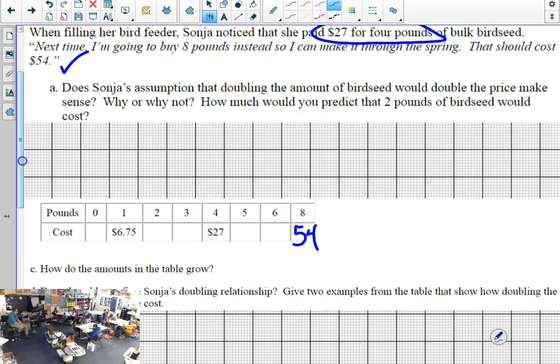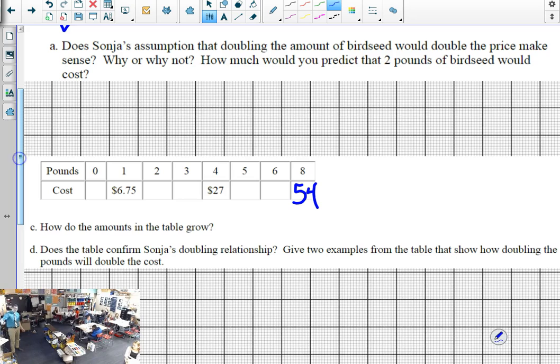Leanne, what do you think? 2 pounds is $13.05. How did you get there? If I buy half as much as what I had bought, my price will be half. Fortunately, you can't buy half a pizza or things like that. But birdseed, if I'm going from 4 pounds to 2 pounds, my price is going to get cut in half. And that's $13 and 50 cents, right? Yes, 50 cents, yeah.